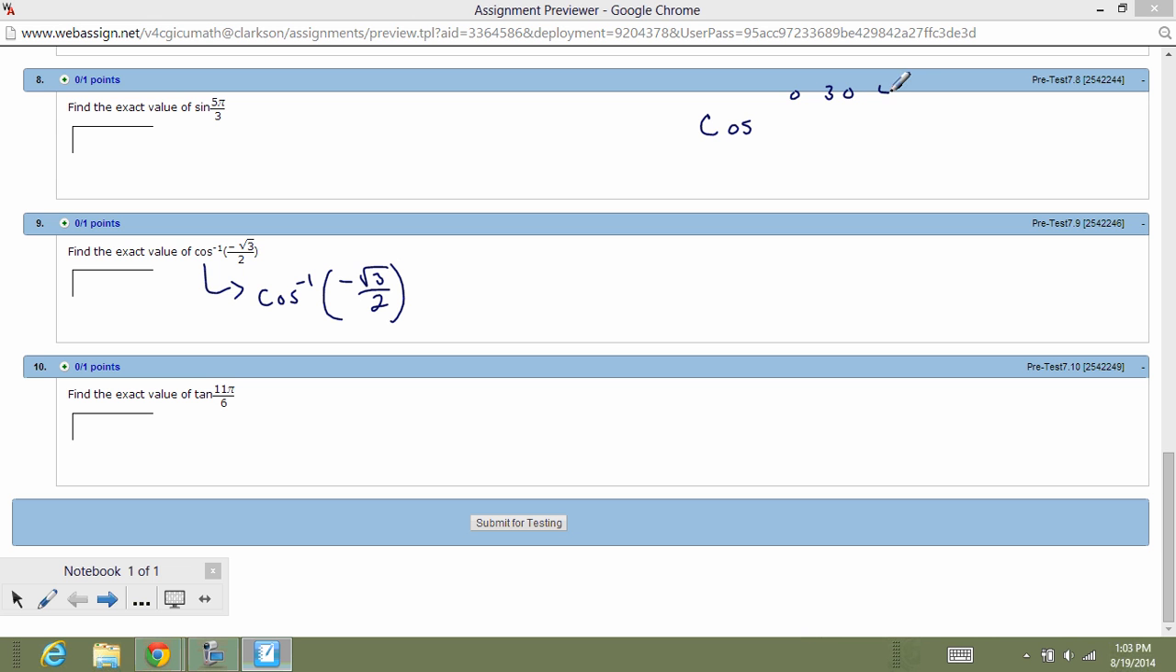and somewhere or other you need to commit to learning the values for the first quadrant angles. Cosine of 0 is 1. Cosine of 30 is square root of 3 over 2. Cosine of 45 is square root of 2 over 2. Cosine of 60 is a half. And the cosine of 90 is 0. Well, with an identifiable square root of 3 over 2, we know that we're talking about a reference angle of 30 degrees, or pi over 6 if you want to convert it to radians.